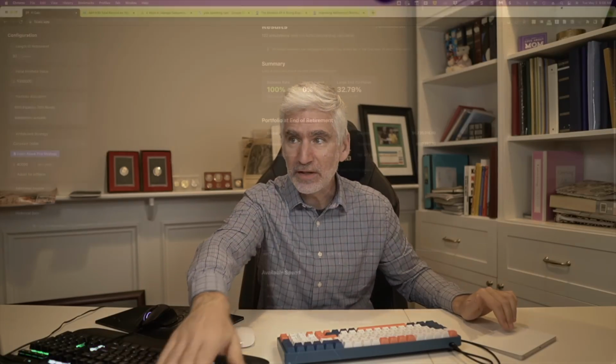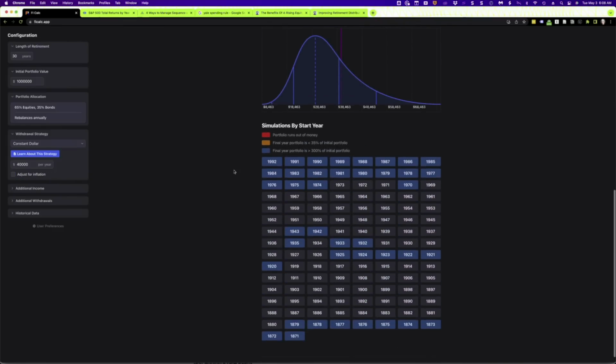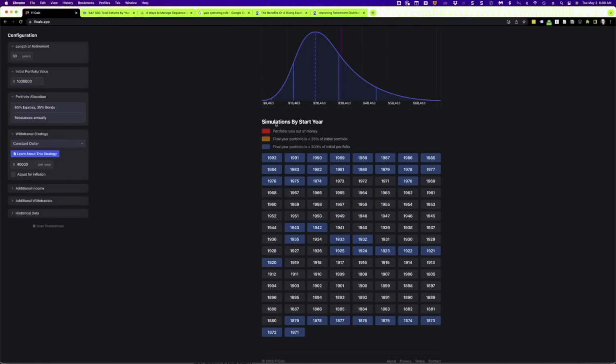And so the good thing about that is you can start at a higher rate. In fact, we can look at that in the FI Calc model. I've got the same setup, $1 million, same portfolio, starting with 40,000, but I've removed this tick mark, so I'm no longer adjusting for inflation. And you can see the success rate jumps to 100%. There's no red, no orange, which would show you that the final portfolio was below 35%. Everything looks fine, and we can now come over here and we can start to increase this.